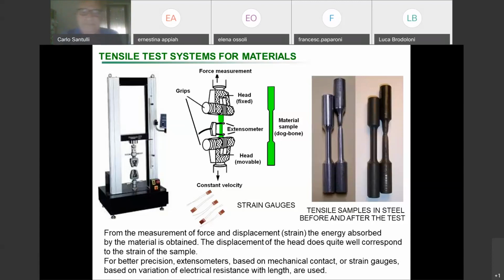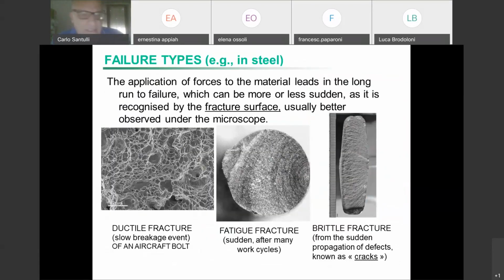After that, we were talking about the failure types. Failure types might have a different shape, a different geometry, and there are some aspects that we need to consider. To the very left, we have a ductile fracture. It's an aircraft bolt. It was broken at the very center.